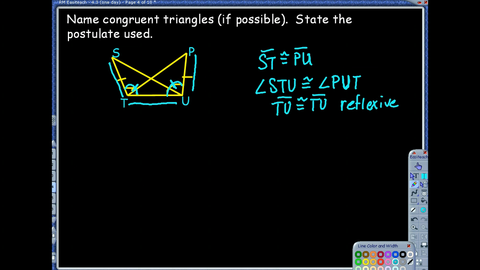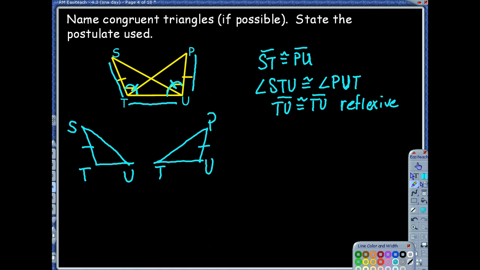Something that could help those that visualize this: you could separate the triangles out. I don't know if this is going to help everybody, and a lot of you could do it without, but if you redraw the two triangles, you can see that these two angles are congruent, and because the angles have to be the included angle, these sides have to be the congruent sides, and they are because they're exactly the same side. Okay, so let's name these triangles.